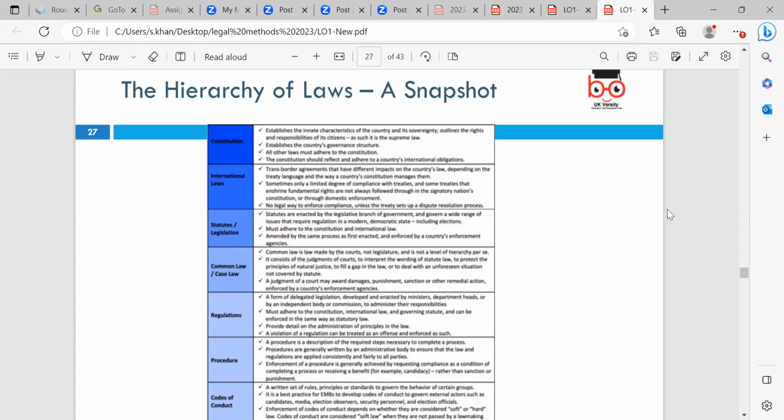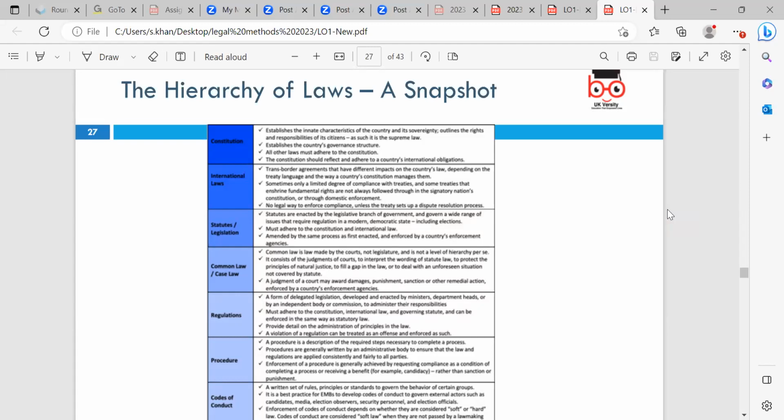And then you've got international laws, which are trans-border agreements that have different impacts on the country's law, depending on the treaty language and the way a country's constitution manages them. Yes. Sometimes only a limited degree of compliance with treaties, and some treaties that enshrine fundamental rights are not always followed through in the signatory nations' constitution or through domestic enforcement. There's no legal way to enforce compliance unless the treaty sets up a dispute resolution process.